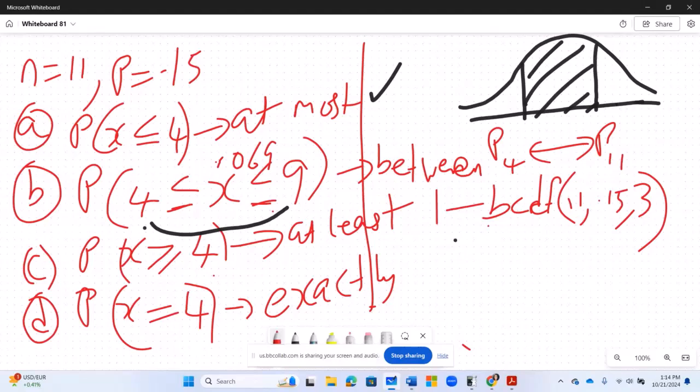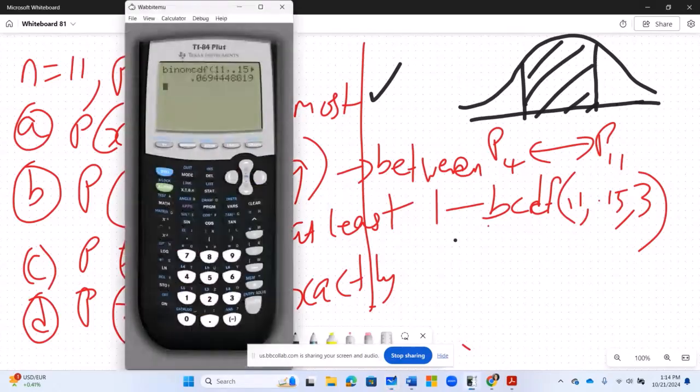Now I will get my calculator and tell my calculator what I want to do. So I have 1 minus, and by the way, the total probability has to be 1 because binomial distribution has to obey the laws of probability. The laws of probability says that the sum of all the probabilities must be 1. Therefore, the binomial distribution must be all the probabilities. So 1 minus binomial CDF. So I'll go to get that.